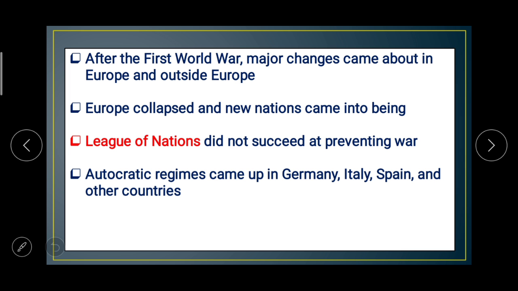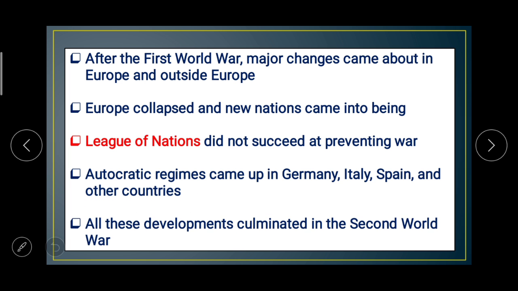And because of all these things, autocratic regimes came up in Germany, Italy, Spain and other countries. All these developments culminated in the Second World War.